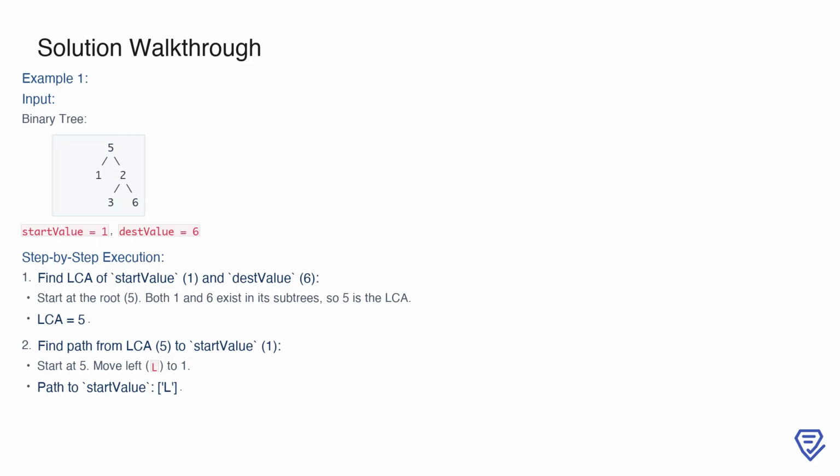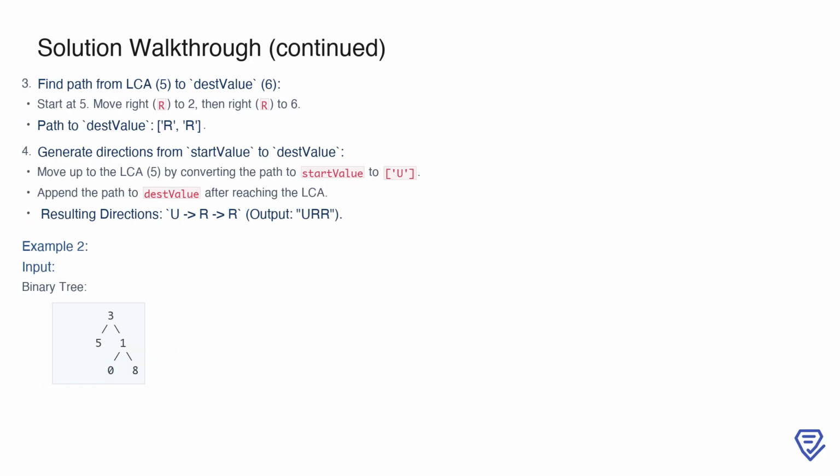Next, we determine the path from the LCA, node 5, to the start value, which is 1. From node 5, we move left to reach node 1, so the path to start value is represented as L. Now, we proceed to find the path from the LCA, which is node 5, to the dest value, node 6. Starting at node 5, we move right to node 2, and then continue right to node 6. This gives us the path to dest value as R, R.